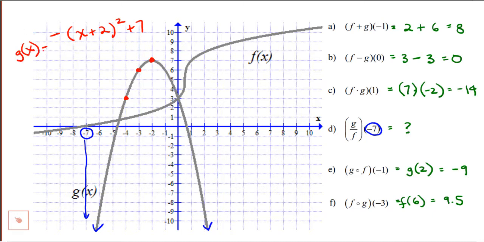And so if I call that g of x, if the A plus students did this, and they go, well, I can figure it out even though it's not on the graph. If that graph continues, I can plug in negative 7 here, right? And we get negative 7 plus 2 is negative 5. Squared is 25. Minus is negative 25. And negative 25 plus 7 is negative 18.